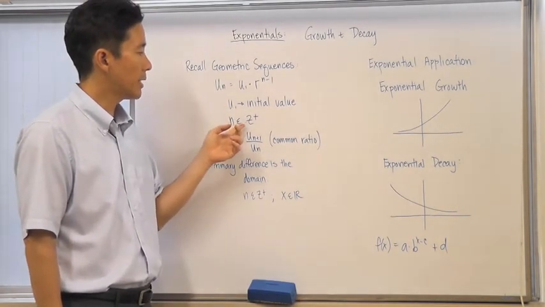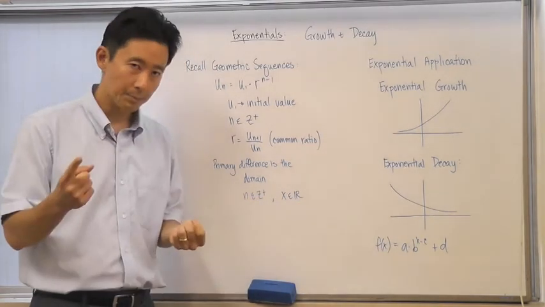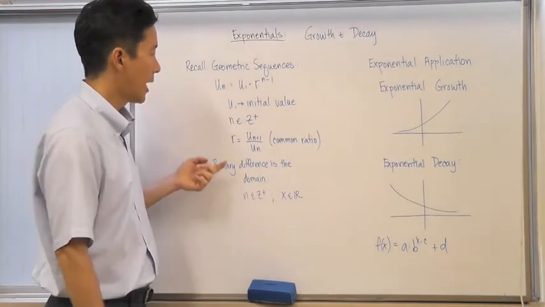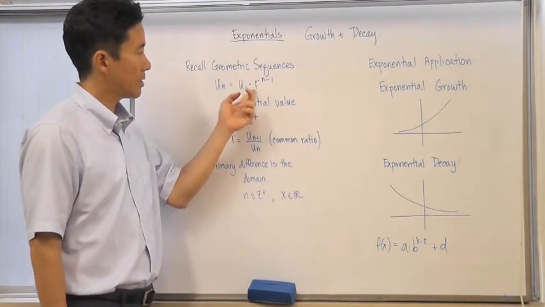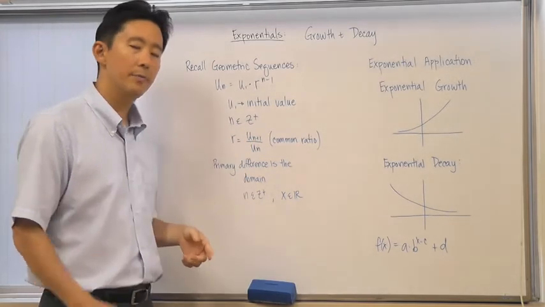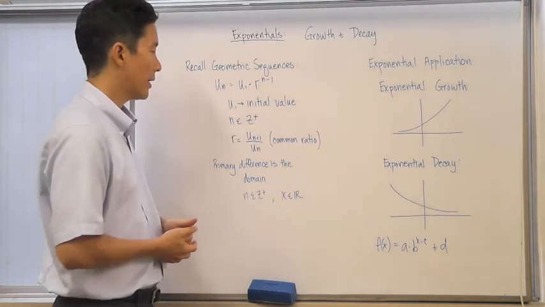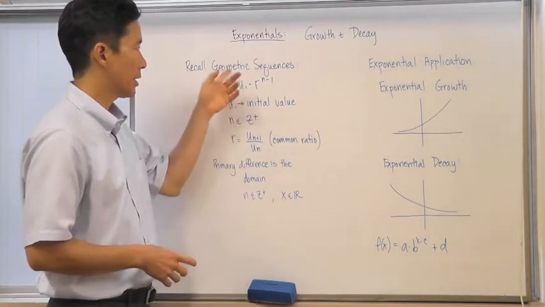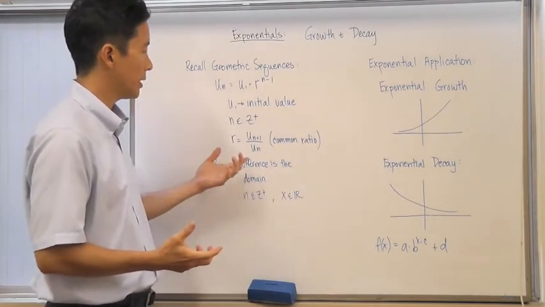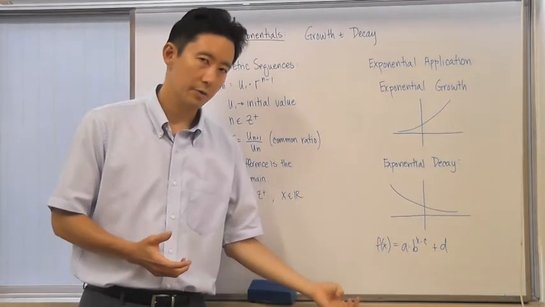We know that n is going to be an element of the positive integers, because the first value for n was 1, and then it goes to 2, and then it goes to 3. And then we know that this r value is going to be the common ratio. If we take u sub n plus 1 and divide it by u sub n, that will be constant for all of the values of that particular geometric sequence. So all geometric sequences are really another form of an exponential function.